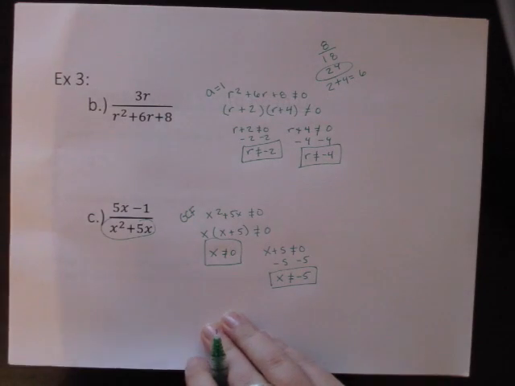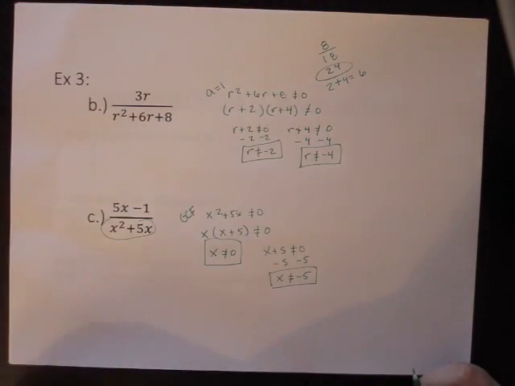Okay, so that's the next thing that you have to do. We have to evaluate, then we have to figure out where it's undefined, so you set the denominator not equal to 0 and then you solve it.